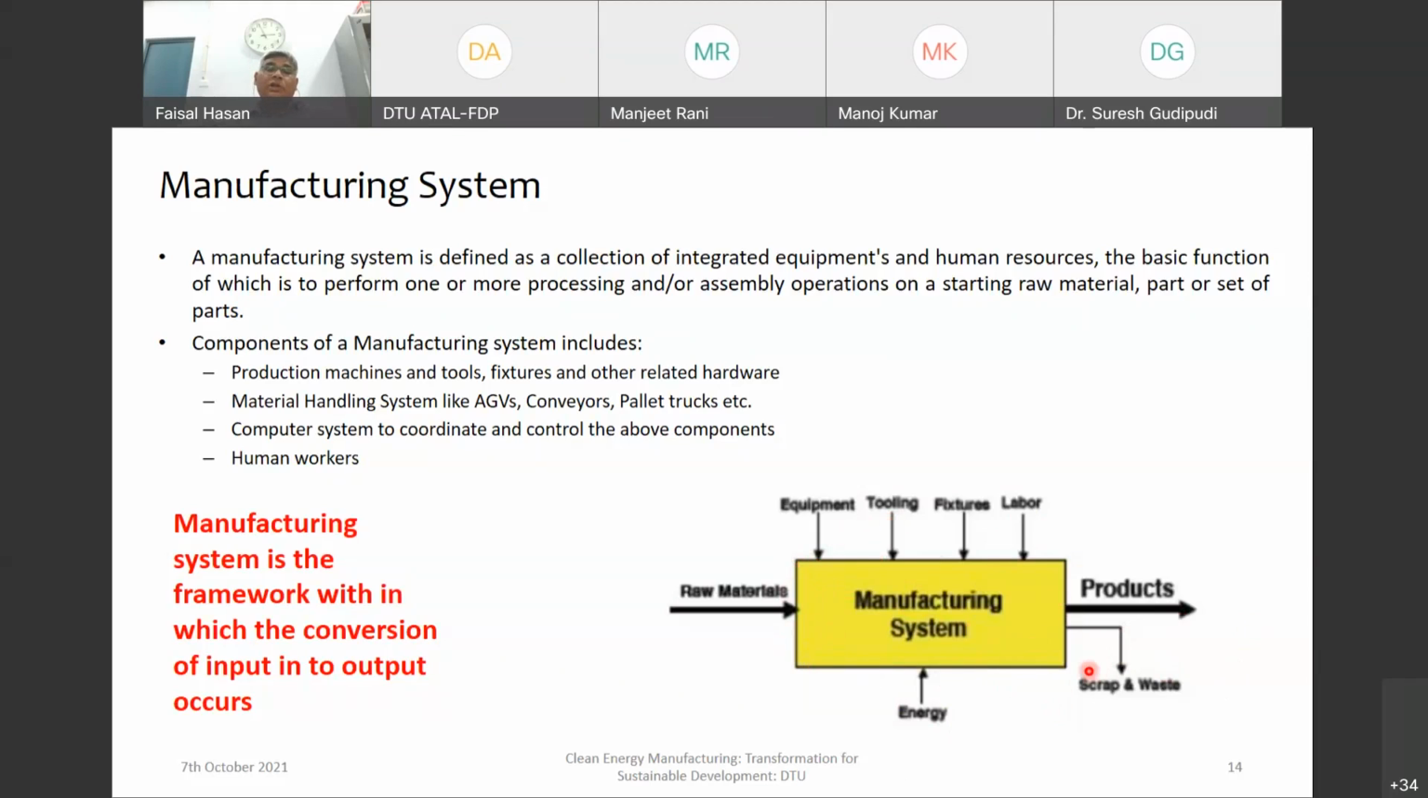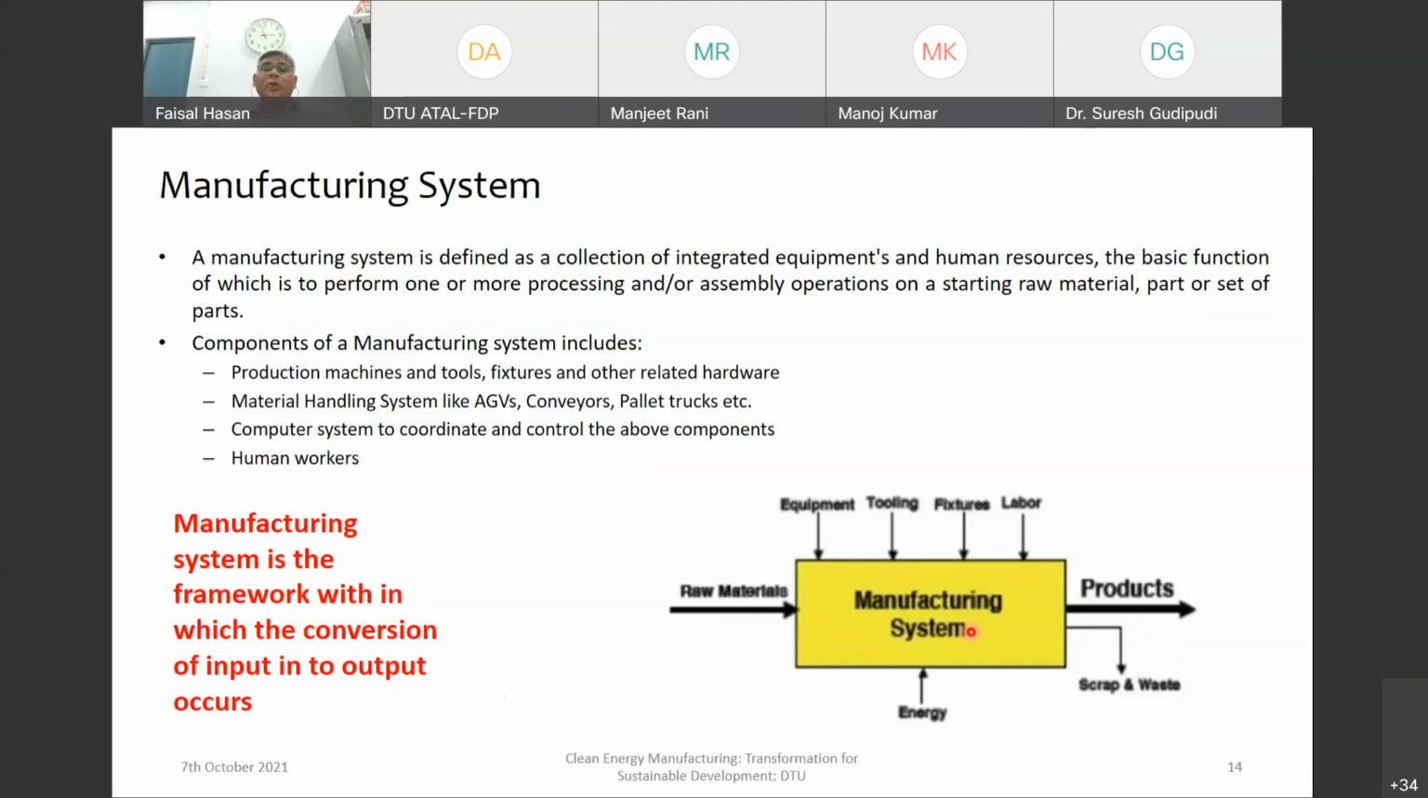So this is how we define a manufacturing system. A manufacturing system is an integration of equipment, tooling, fixture, labor, equipped with some energy, where we can input some raw materials. Sometimes we call these the M's: money, material, manpower. All these things act as raw material to this system. Finally, what we get is a product which is useful for the society or for an individual person. So a manufacturing system is the framework within which the conversion of input into output occurs. That is a very simple definition.